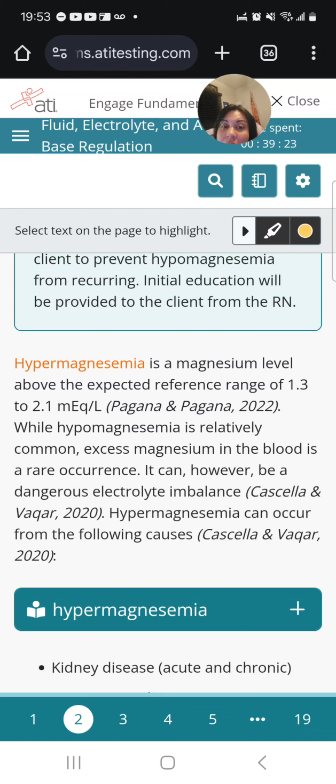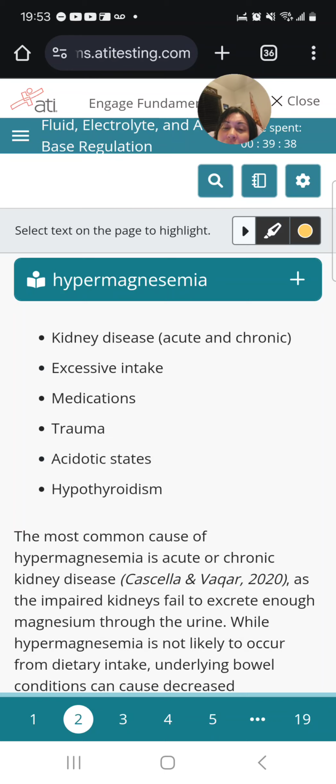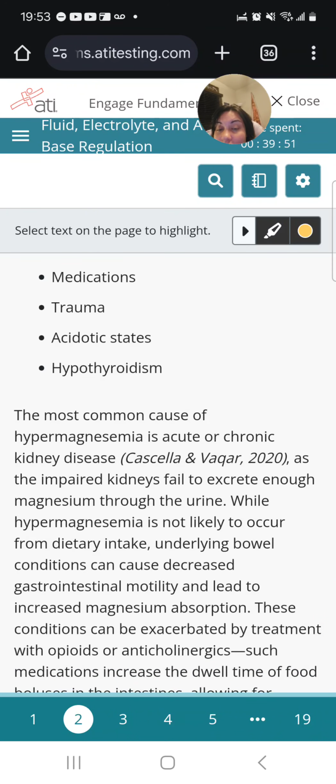Hypermagnesemia is a magnesium level above 1.3. While hypomagnesemia is relatively common, excessive magnesium in the blood is a rare occurrence. This can be from kidney disease, acute and chronic, excessive intake, medications, trauma, acidotic states, and hypothyroidism. The most common cause of hypermagnesemia is acute or chronic kidney disease.